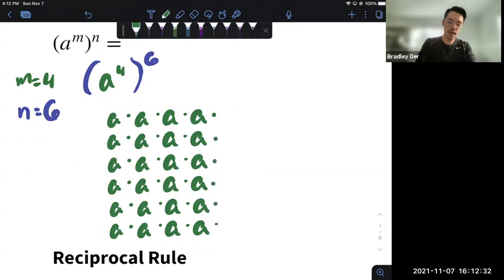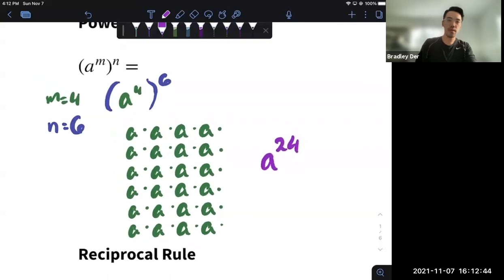So how many a's are we actually multiplying together? Well, this is a 4 by 6 array. That tells me that there are 24 a's in total, a to the 24th. And 4 times 6 is 24, and that's how we arrive at this rule of a to the m times n.